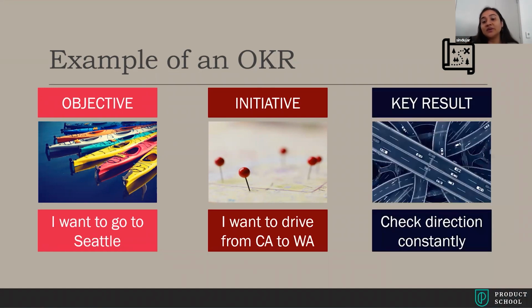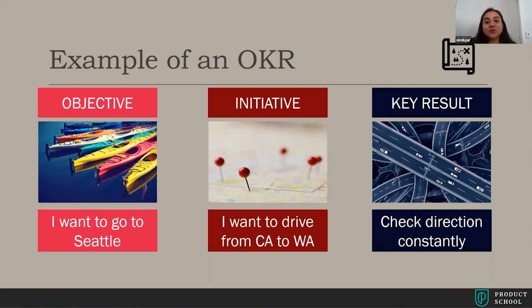Now comes your key results, which, as I was saying, is going to help you check your direction constantly along the way, just to make sure that you're getting really from California to Washington and you're not going from California to New York. Just an example. I hope you don't go from California to New York and not realize it along the way.